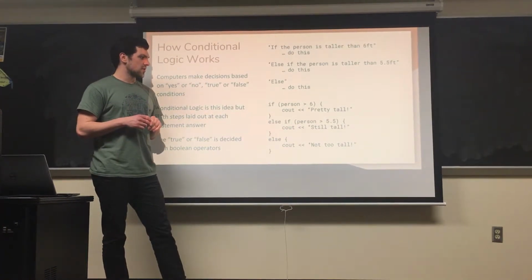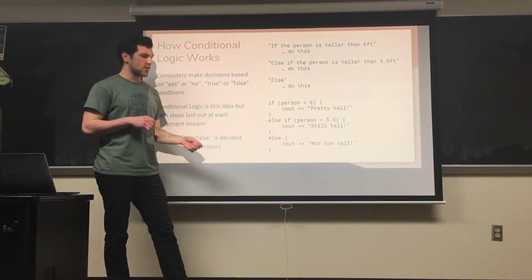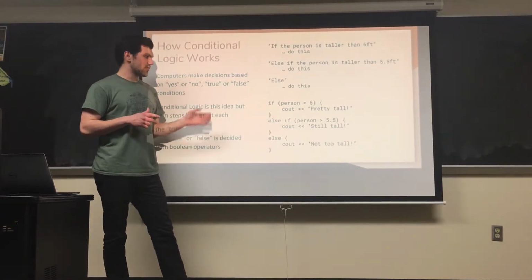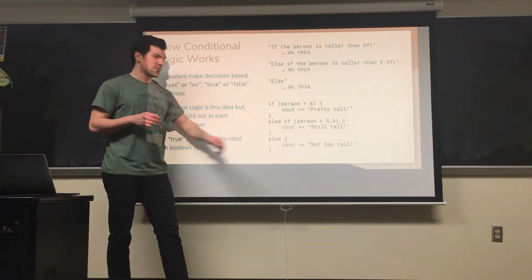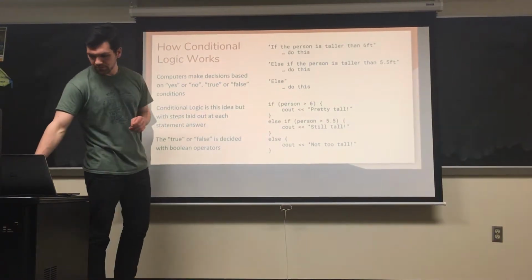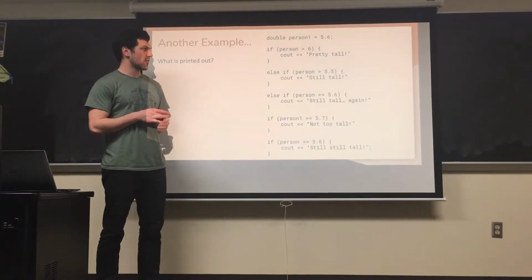If the person is greater than 6 feet, we'll do a cout, else if the person evaluates to greater than 5.5 feet, and else, so that means if person is less than 5.5 feet, anything below that, we'll do this cout statement at the end. So here's a more complex conditional logic structure so you can get a better feel for how they work.